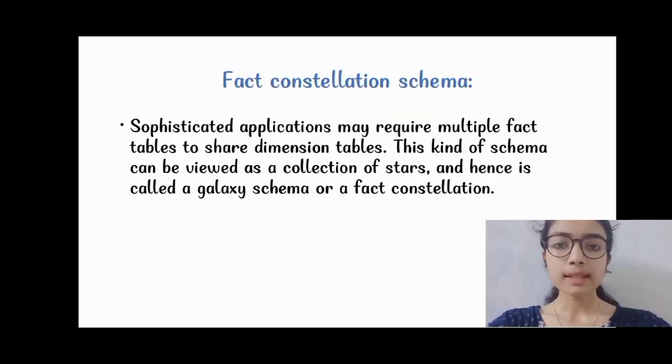Now let us discuss the fact constellation schema. Sophisticated applications may require multiple fact tables to share dimension tables. This kind of schema can be viewed as a collection of stars, and hence it is called a galaxy schema or fact constellation schema.